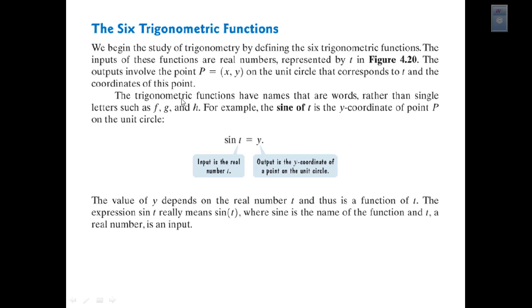Now, the trigonometric functions have names that are words rather than single letters, such as f, g, and h. For example, the sine of t is the y-coordinate of point P on the unit circle. So sine t equals y. So the sine of some angle is nothing more than the y-coordinate on the unit circle at the end of that terminal side.